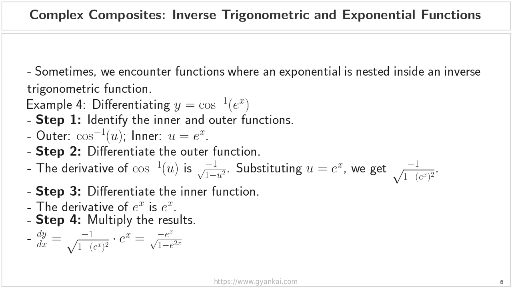When we simplify this expression, we arrive at our final result. -e to the power of x divided by the square root of 1 minus e to the power of 2x. This example demonstrates that no matter how complex the nesting becomes, the outer-inner process remains the same. In the next slide, we will summarize these key takeaways to provide you with a clear mental checklist for solving these types of problems. Key takeaways.